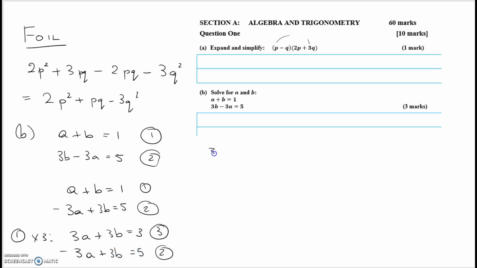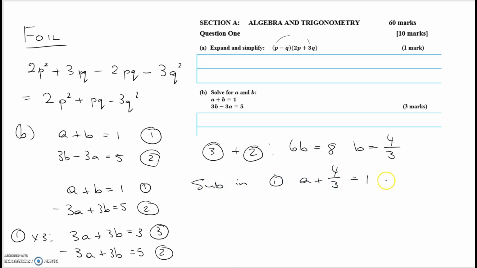And then I'm going to find 3 minus 2. So 3a minus 3a is no a's. 3b plus, sorry, I'm going to add them, is 6b equals 8. So b equals 4 over 3. Then we need to find a, so we can substitute into one or other, it doesn't matter. Let's say 1, so a plus 4 over 3 equals 1. So a must be negative 1/3.